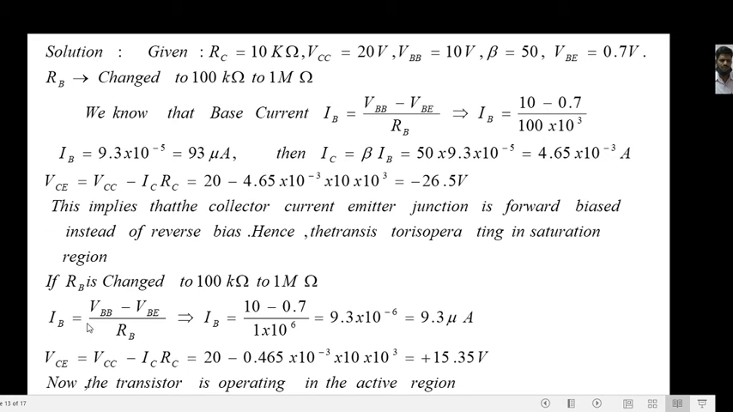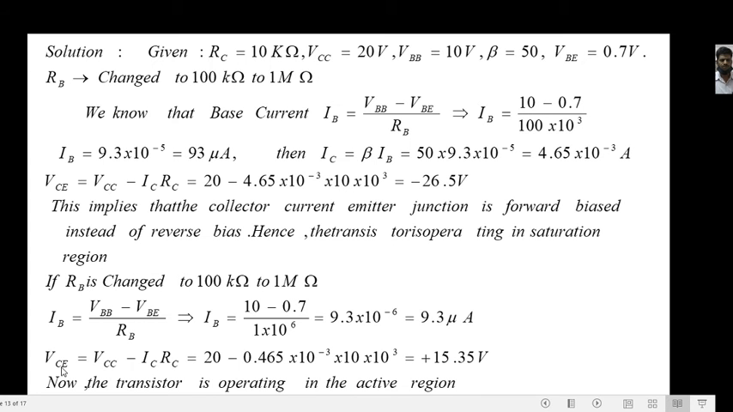Now if RB is changed from 100 kilo ohm to 1 mega ohm, we know that base current IB is equal to VBB minus VBE divided by RB, that is 10 minus 0.7 divided by 1 into 10 power 6, that is equal to 9.3 into 10 power minus 6 equals 9.3 microampere. VC is equal to VCC minus IC RC equals 20 minus 0.465 into 10 power minus 3 into 10 into 10 power 3 equals plus 15.35 volts. Now the transistor is operating in the active region.